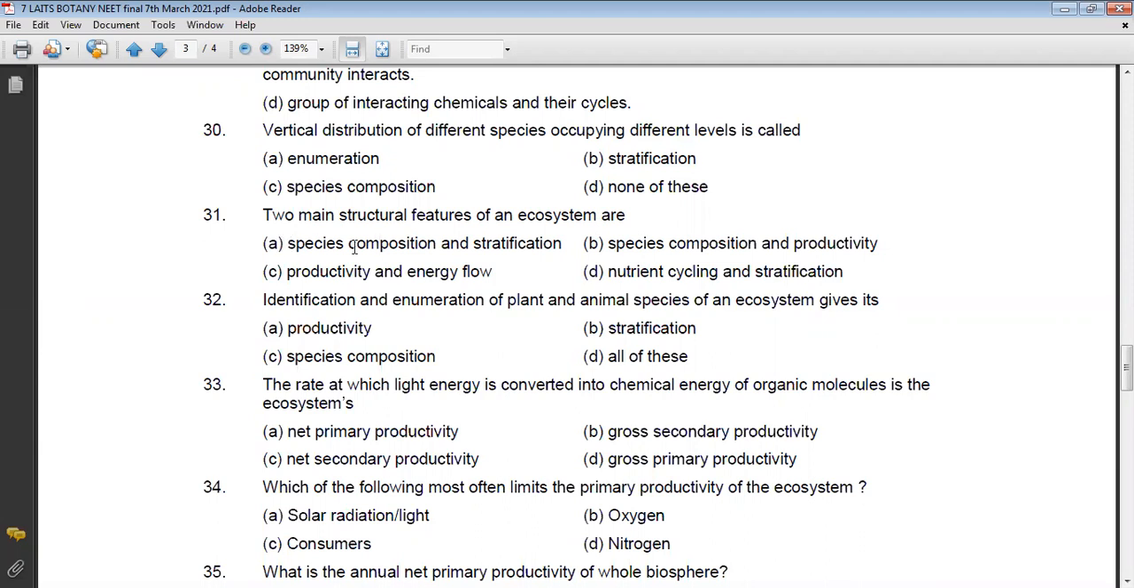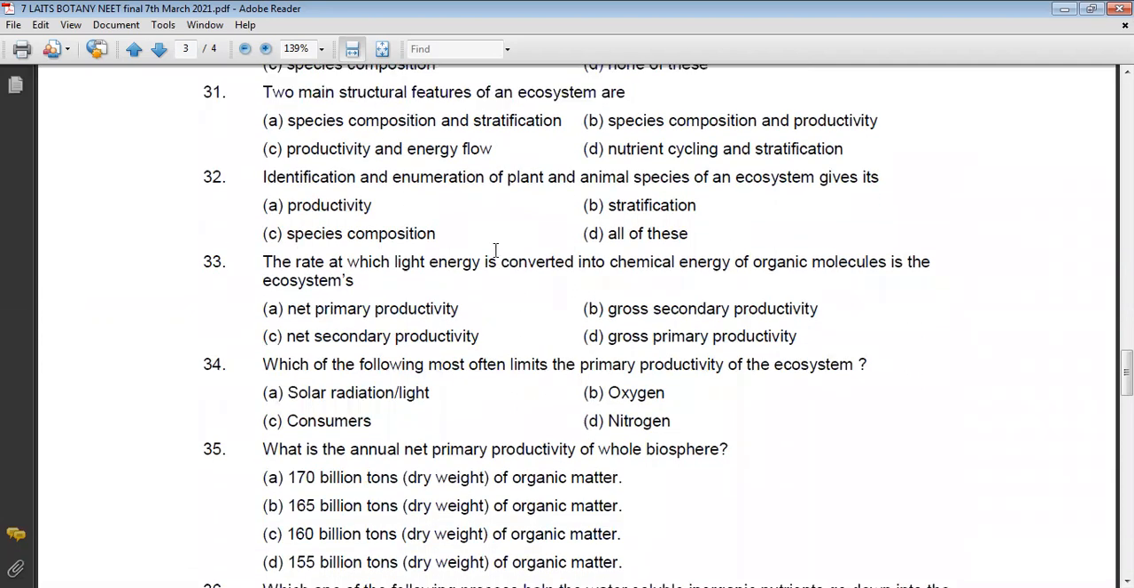Species composition and stratification. This is a very important and direct question from NCERT. Next, to check: identification and enumeration of plant and animal species of an ecosystem gives its species composition. Is it not? Identification and enumeration of plants and animal species of an ecosystem gives rise to species composition.